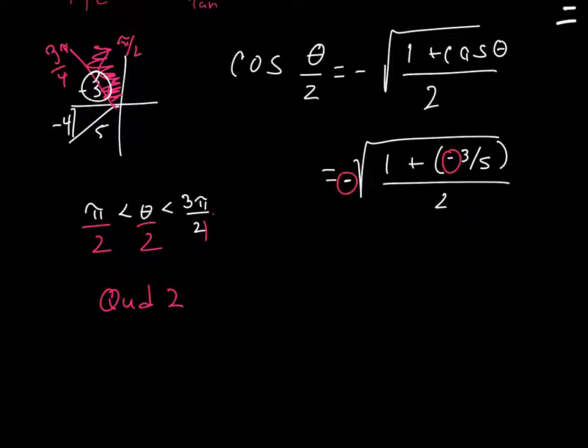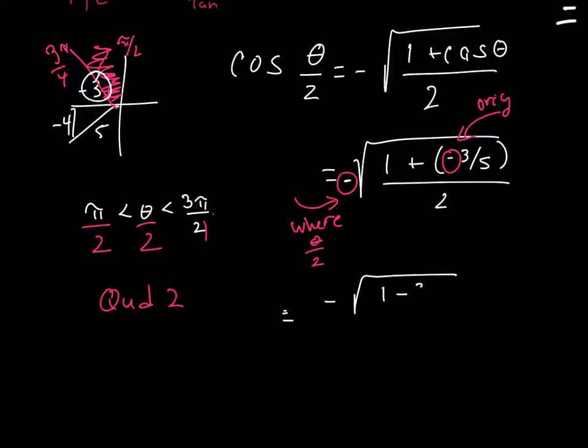I need this negative from the original angle, and this negative is from the theta divided by 2, because that's in the second quadrant. I need to have both of them. So now I go through and do this. Out front I get negative. On the inside I have 1 minus 3/5. Turn that 1 into 5 over 5. All of that is divided by 2.